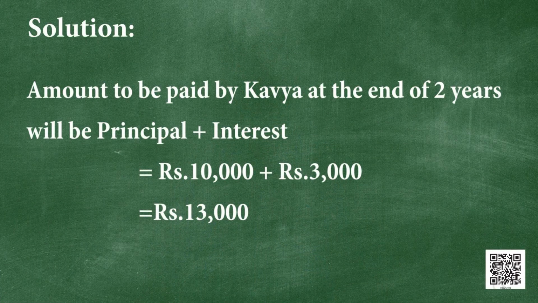We should also find the total amount should be paid by Kavya after 2 years. So, the total amount will be the principal plus the simple interest. So, amount to be paid by Kavya at the end of 2 years will be principal plus interest, that is equal to rupees 10,000 plus rupees 3,000, that is equal to rupees 13,000.